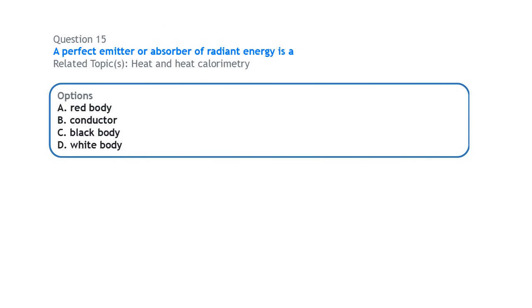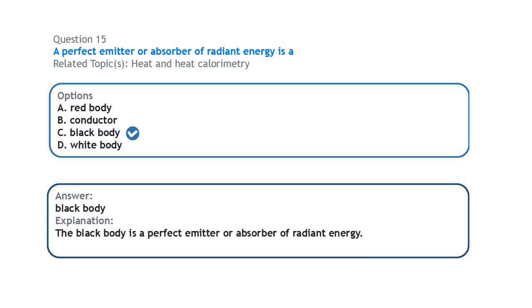Next, a perfect emitter or absorber of radiant energy is the black body. The black body is a perfect emitter or absorber of radiant energy.